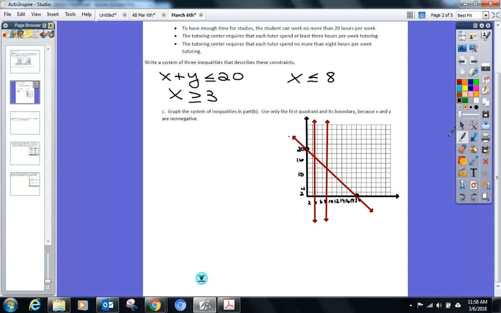Remember, label your lines, at least two out of the three of them. Find your shaded region now. Good. Find your shaded region once you've graphed.